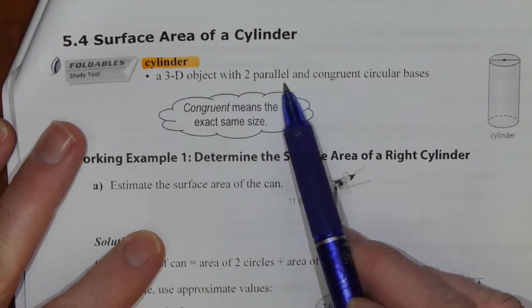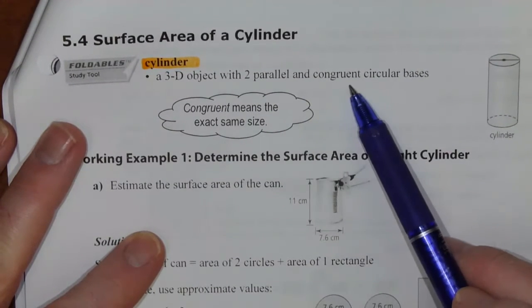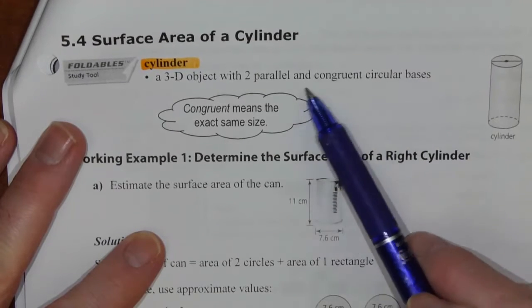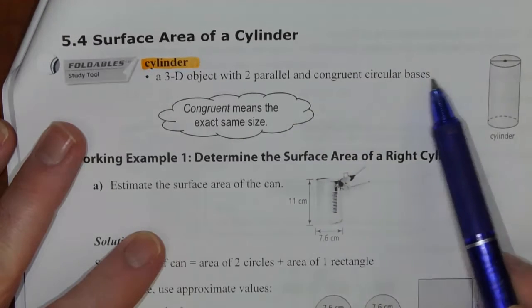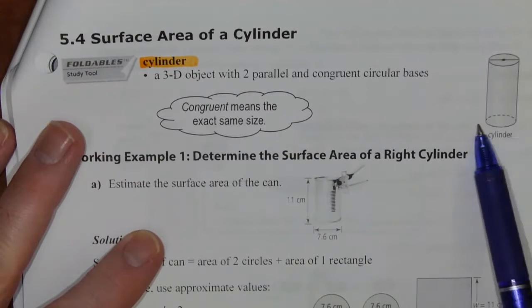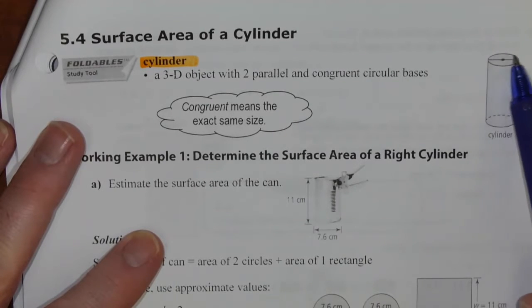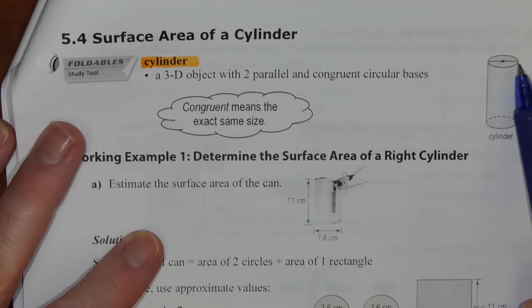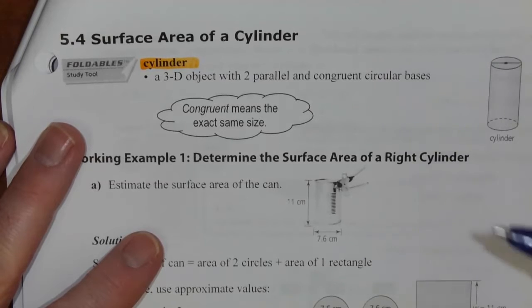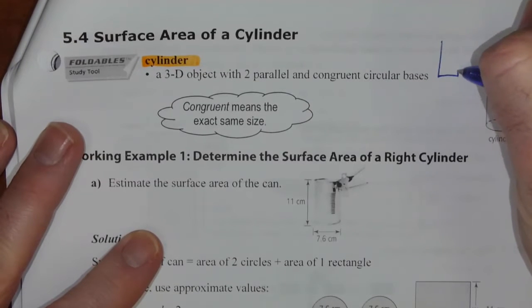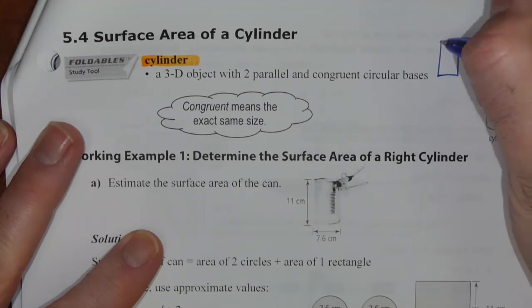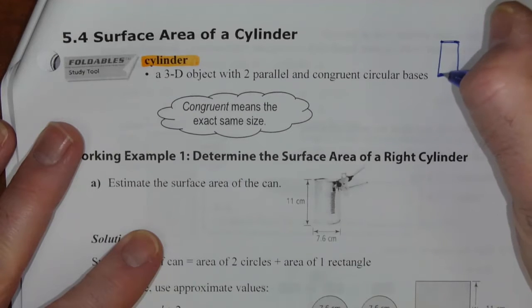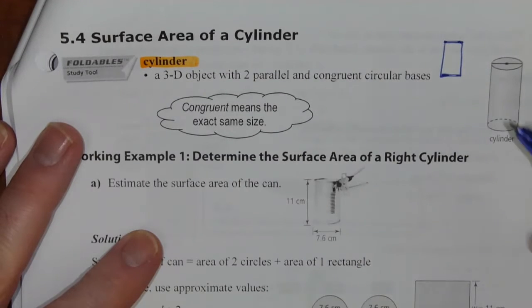Parallel and congruent circular bases. We've got three different descriptive words for our bases. Parallel, to start with, means that the bottom of our cylinder is parallel to the top of our cylinder. If you were to look at the cylinder from the side, it would look like a rectangle. The top of the cylinder is parallel to the bottom of the cylinder.